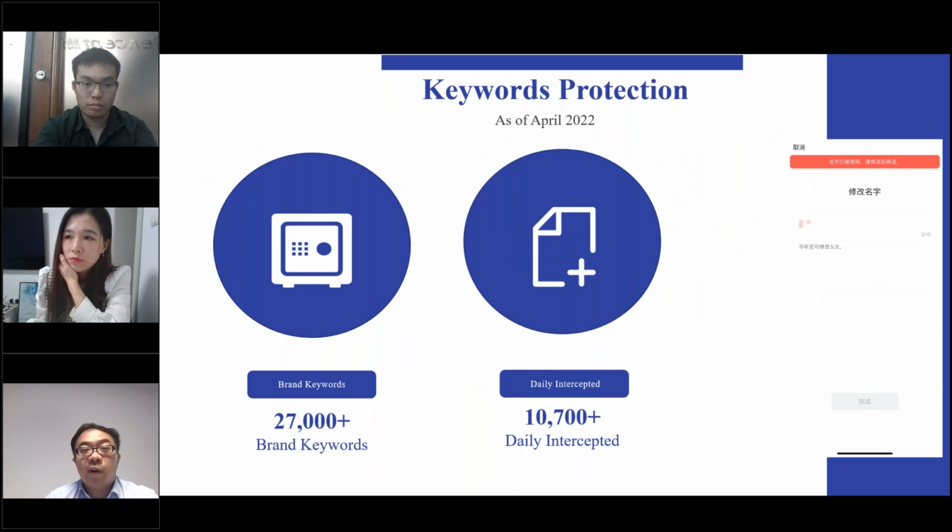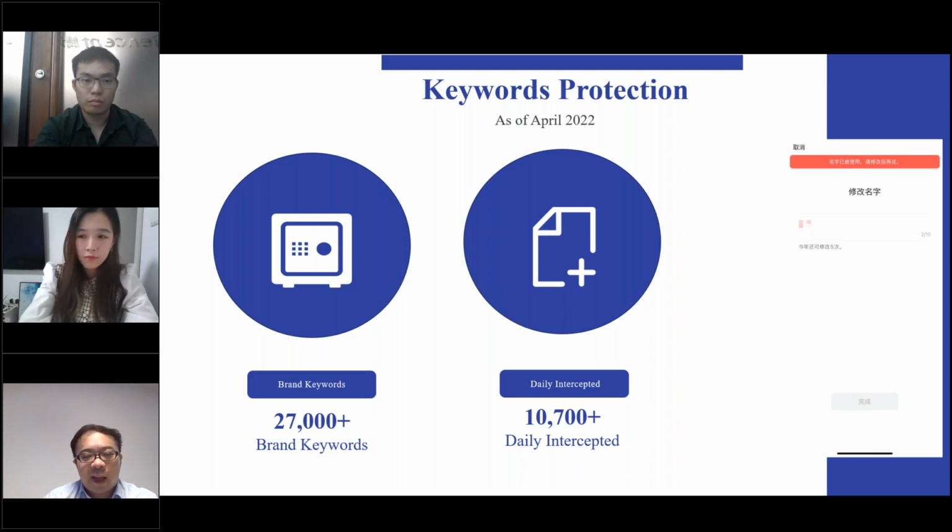Some numbers about keyword protection. As of April 2022, we have more than 27,000 brand keywords in our database, and we daily intercept over 10,000 keywords for account name registration or change of account name.